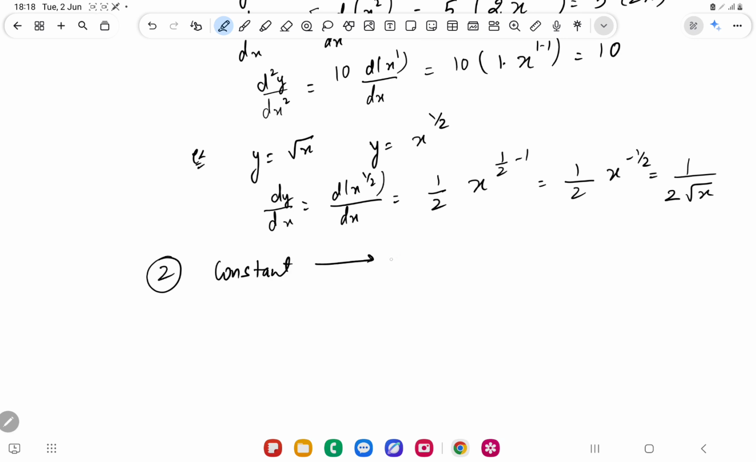Derivative of a constant is always 0. So I can write it like this: d by dx of any constant is 0.